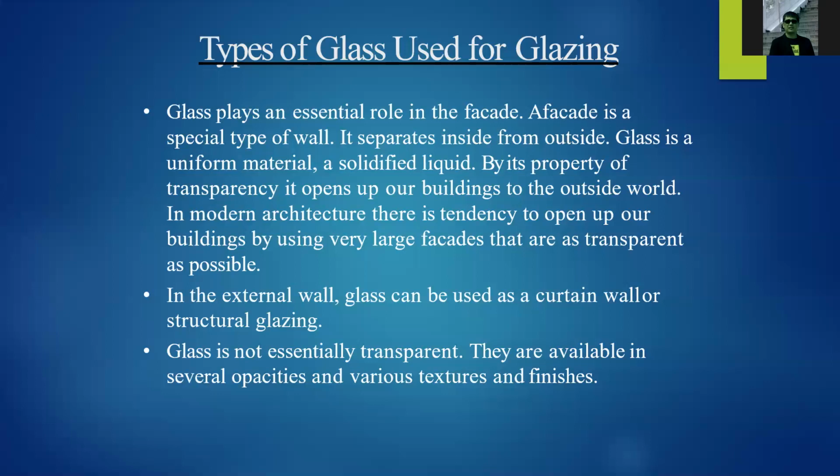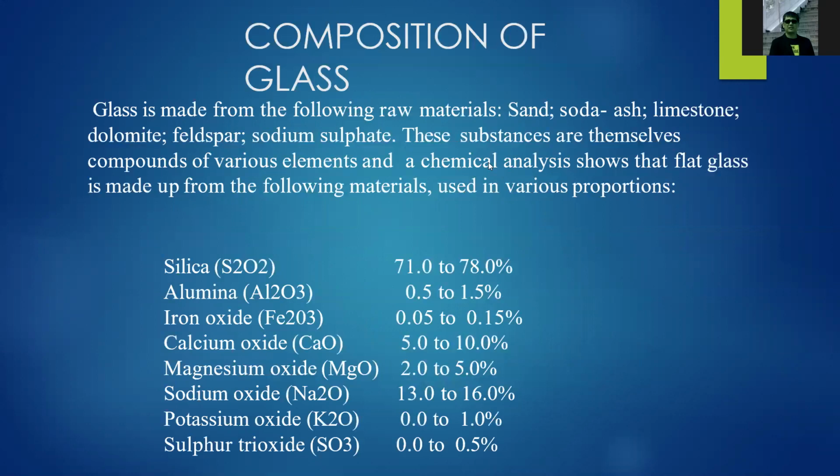In modern architecture, there is a tendency to open up our buildings by using very large facades that are as transparent as possible. In external walls, glass can be used as a curtain wall or structural glazing. Glass is not necessarily transparent. It is available in several opacities, in various textures and finishes. So glass can be made transparent, or it can be tinted, or you can have forms that will create an effect on the glass.